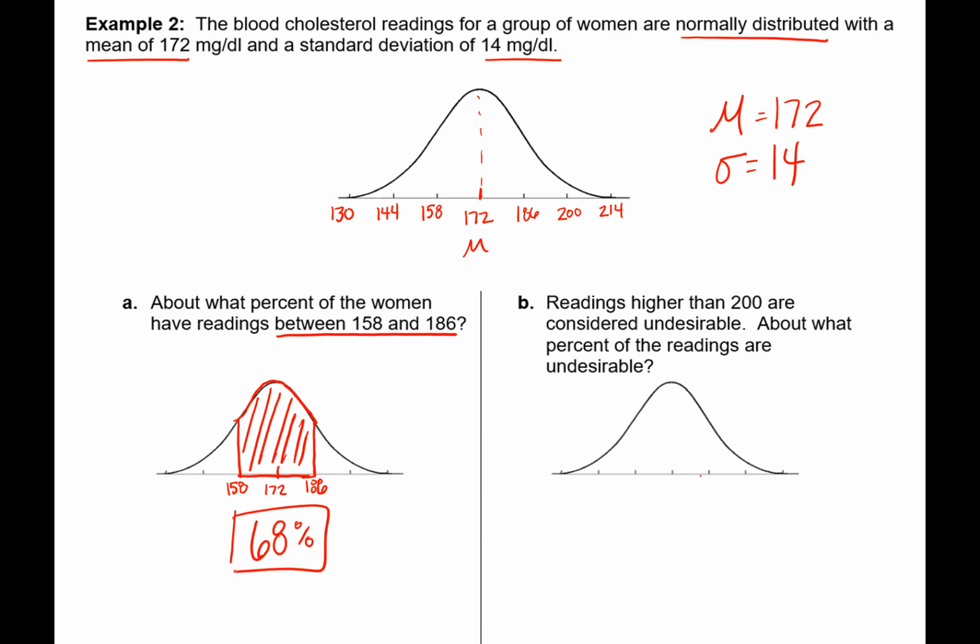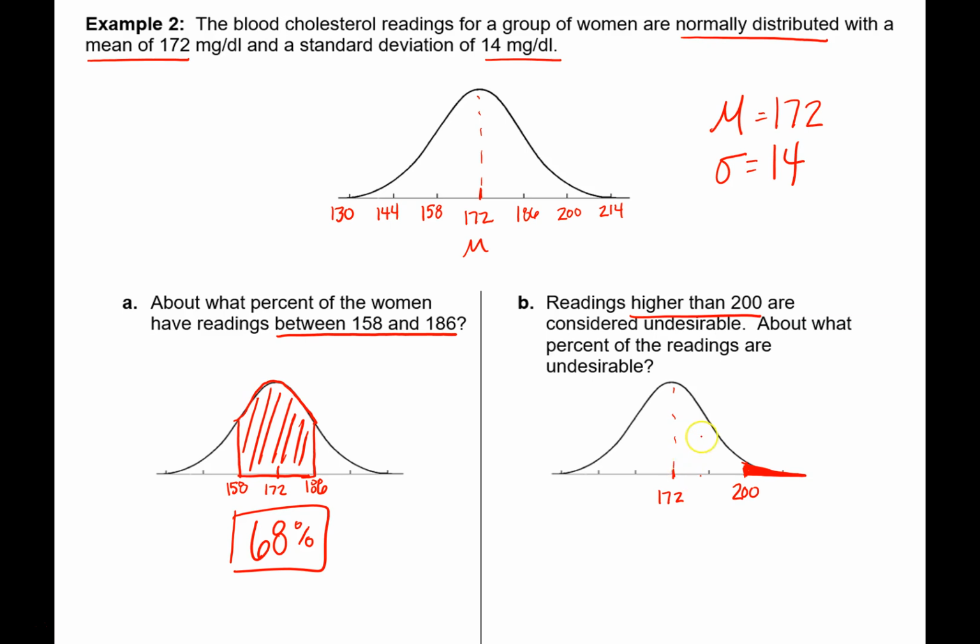Let's look at one last one. Readings higher than 200 are considered undesirable. About what percent of readings are undesirable? So from my mean of 172, I'm going to draw a line at 200. And we're looking at the readings that are higher than 200 if we want the undesirable ones. So that means we're going to shade the section higher than that, or that's our undesirable region.